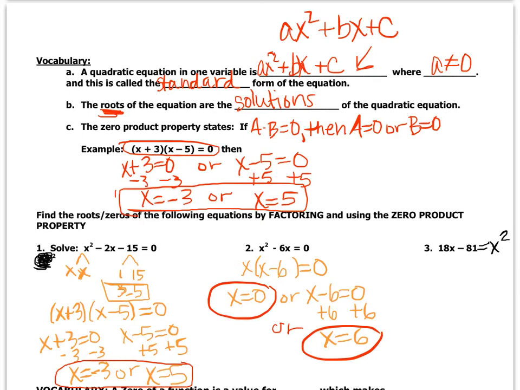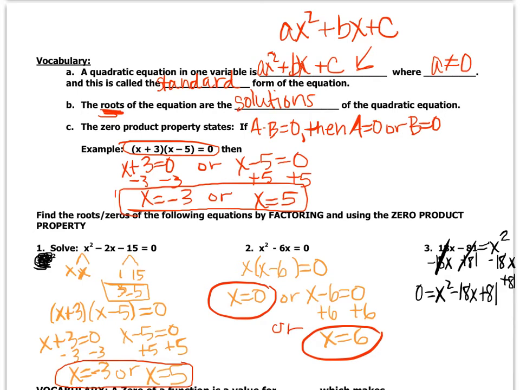Number 3, well, I've got things on both sides of this problem. So I definitely need to move things around a little bit. I need to have everything on the same side. So I want to move my 18x and my minus 81 to the other side in order to keep my x squared positive. So I'm going to do that by subtracting 18x from both sides, and then by adding 81 to both sides. So those two cancel. I'm left with 0 on the left equals x squared minus 18x plus 81.